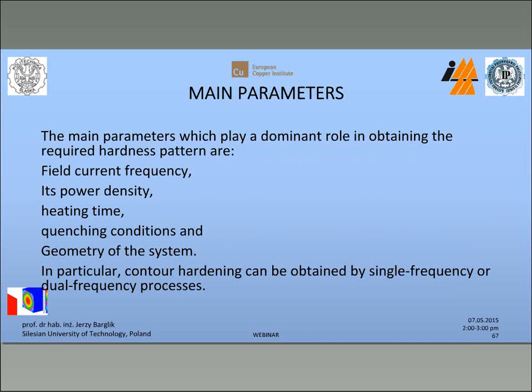I have not enough time to discuss details. What kind of parameters decide this pattern? I mentioned it at the beginning of my presentation. It is, of course, field current frequency, power density, heating time, quenching condition, geometry of the system, kind of treatment, kind of surface induction hardening, or single frequency or dual frequency process.